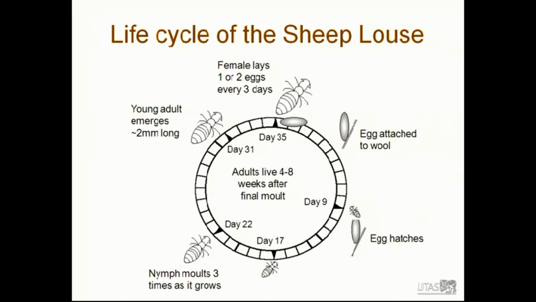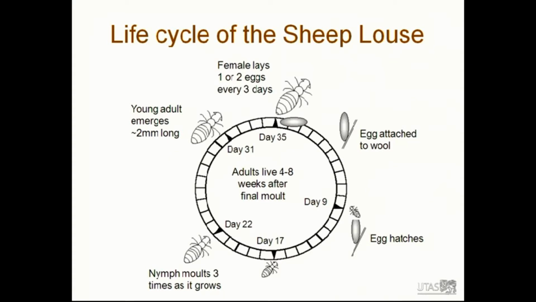They can survive for a short time off the sheep under appropriate conditions, but they cannot reproduce off the sheep. That means an important part of treatment is simply killing the lice while they're on the sheep, and if you do that, you've got rid of the lice.